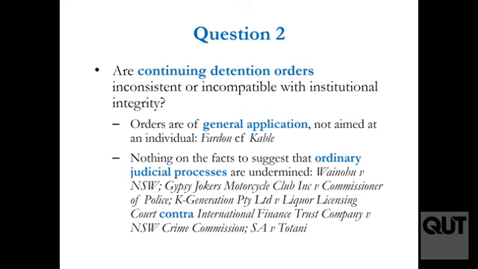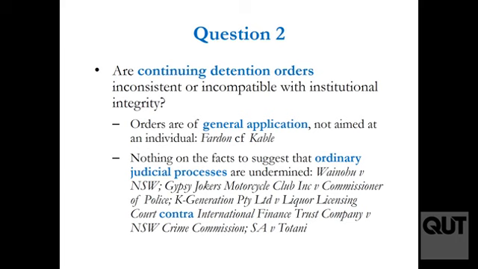Instead, I'm just going to apply the principle that came out of Kable to this factual scenario. The issue is, are continuing detention orders inconsistent or incompatible with institutional integrity? So the facts that are relevant here, the orders are of a general application. They're not aimed at an individual. So you would apply the case of Fardon, which was decided after Kable, but contrast it with Kable. Okay, it's different. There's nothing on our facts to suggest that the ordinary judicial processes have been undermined.